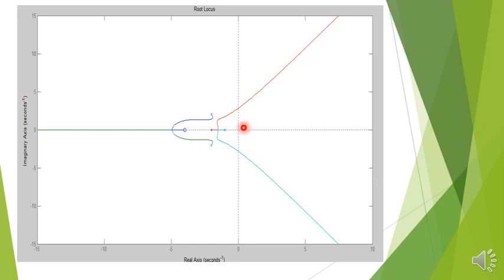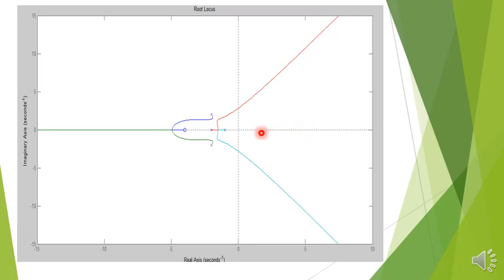If we see this graph, here is one branch, of red color, starting from this point. Here is another branch. Here is a green colored third branch and a dark blue colored fourth branch. So the total number of branches is 4. It shows that each starts from some pole and ends somewhere. These are not part of the root locus.